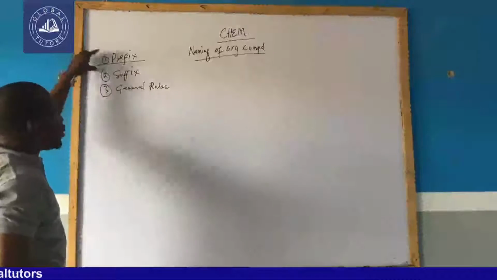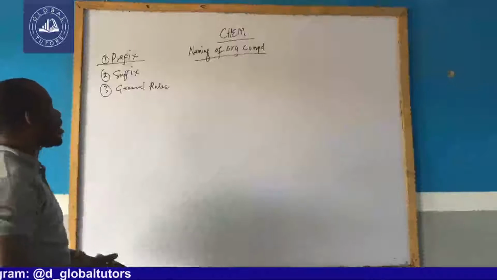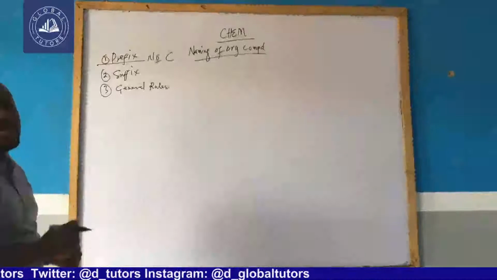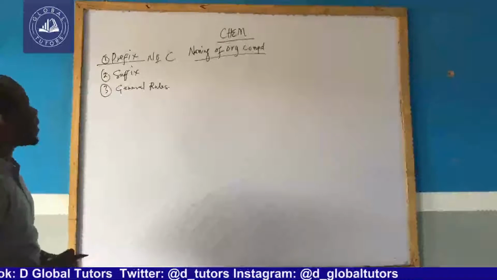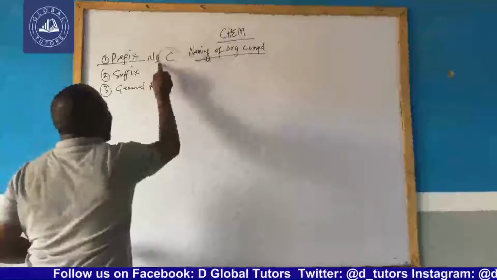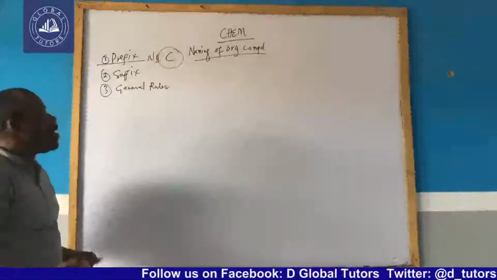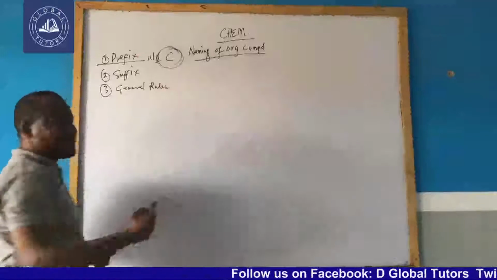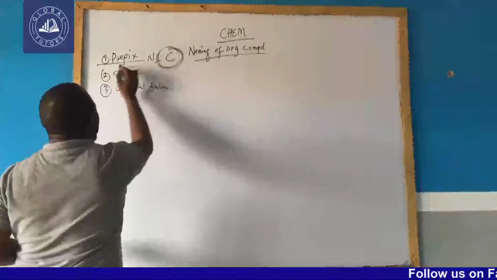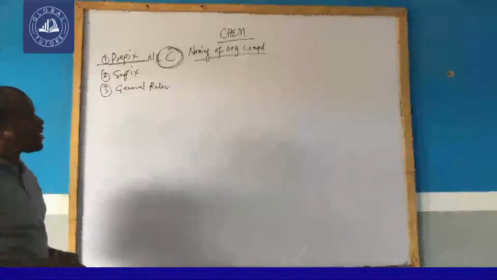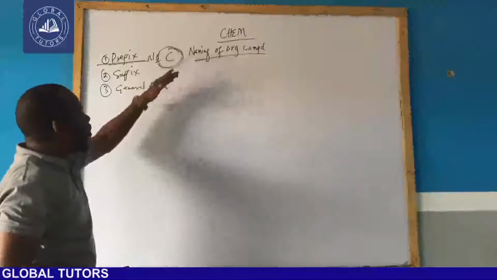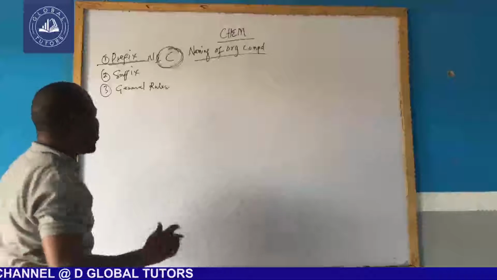Now, the prefix you use to name an organic compound is determined by the number of carbon atoms present in the compound. What am I saying? It means if you see an organic compound, the first thing you look for is how many carbon atoms are there. If you know the number of carbon atoms, then part of the problem is solved, because by then you know the prefix you are going to use. Let me draw a table and show you the number of carbon, for carbon 1 to 10, and the prefix we are going to use.